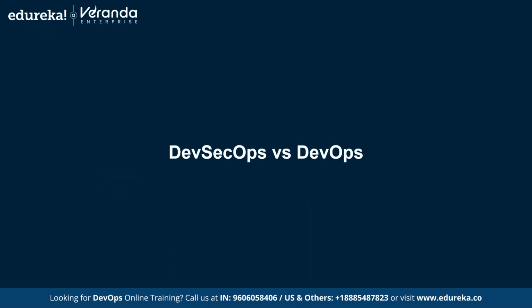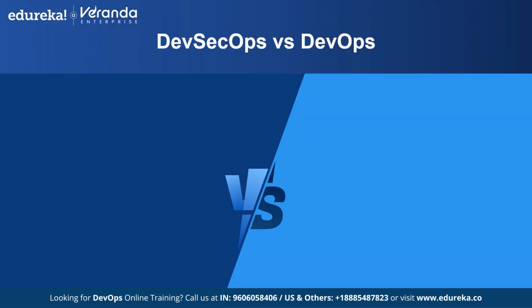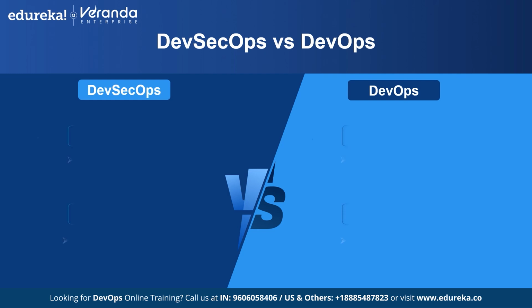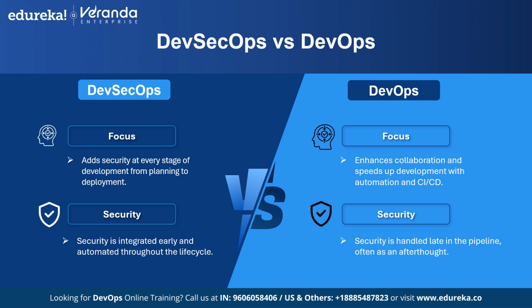Now let's compare DevOps and DevSecOps to understand where security fits into the equation and how it changes the dynamic. While both DevOps and DevSecOps focus on automating processes and improving collaboration between development and operations teams, DevSecOps adds a crucial layer, that is security, throughout the software development lifecycle. Here is a comparison. So first we have the focus.